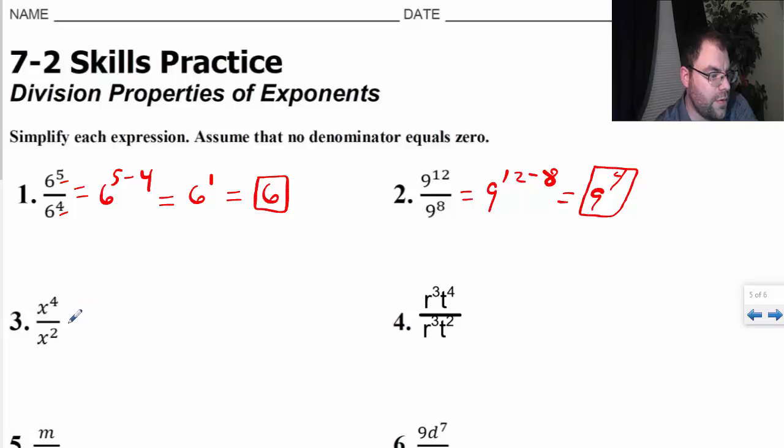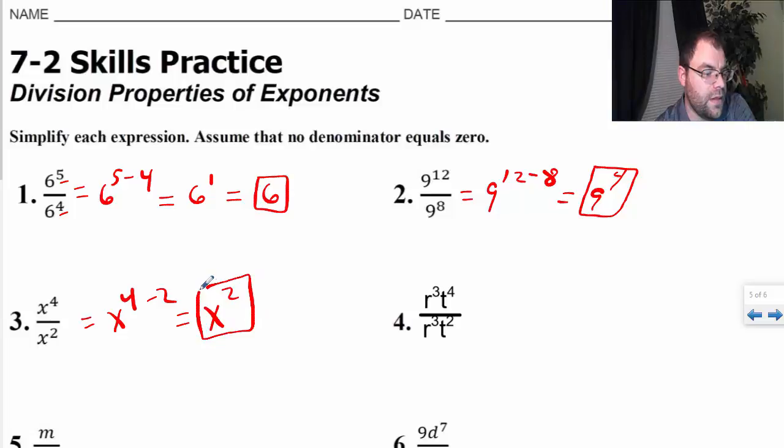Okay, so here we go again. Number 3, x to the power of 4 over x squared. So this is going to equal x to the power of 4 minus 2. We're going to take the top power, subtract the bottom, and this will give us x to the power of 4 minus 2, which is x squared. And that's all you got. Okie doke. And we'll keep going.